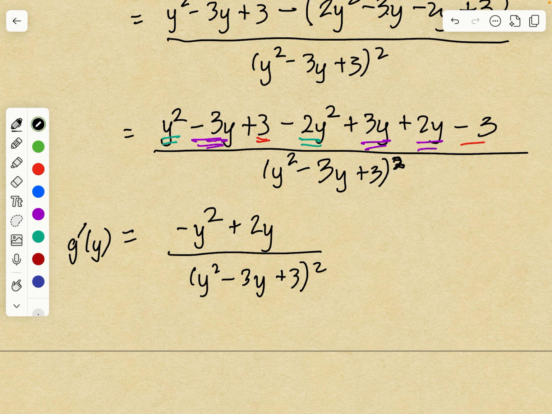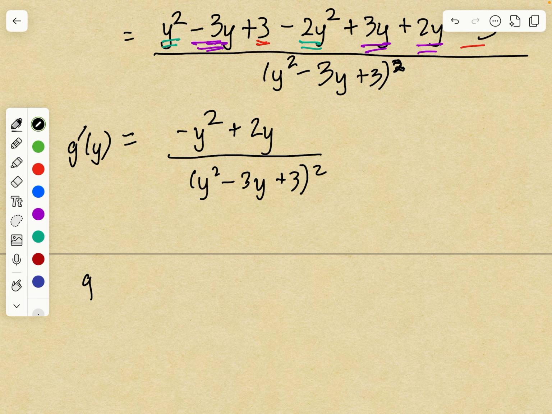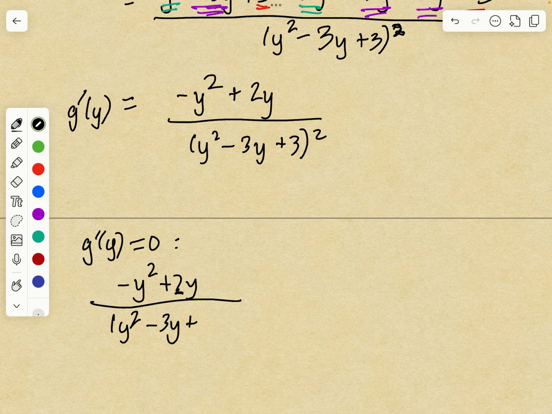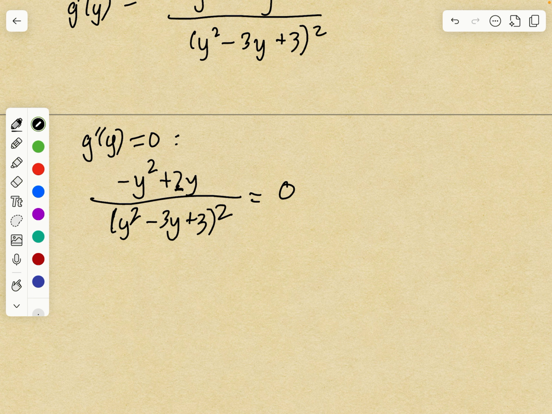Now I set this equal to 0 and solve. First, let's figure out where g prime of y is 0. So that's when negative y squared plus 2y over the bottom, and yes, I'm writing out the bottom all the way through, is 0. What can I do to solve for y? I can multiply both sides by the denominator. And if you multiply both sides by the denominator, you're going to get negative y squared plus 2y equals 0 times the denominator. And what's 0 times the denominator? 0.